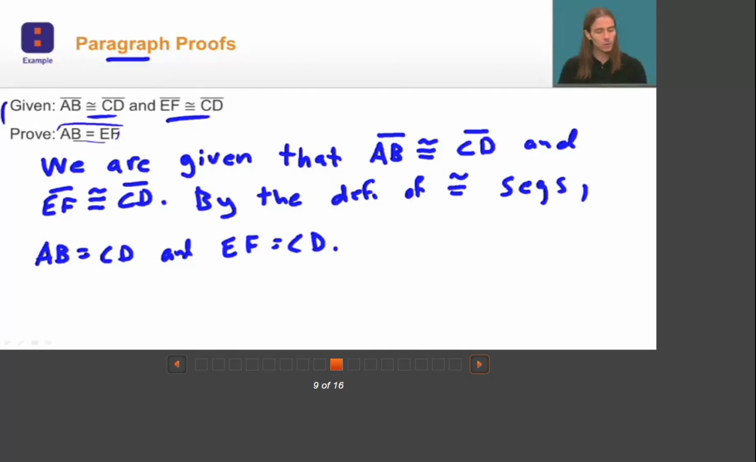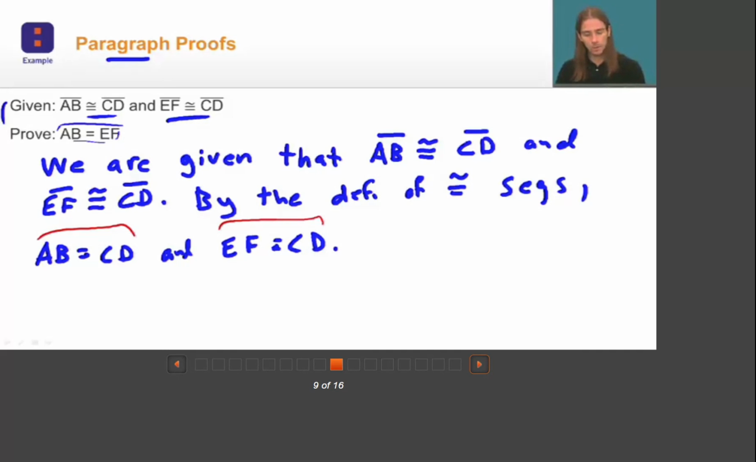Now, when I look at those two equalities, I see that I can substitute EF from this equation into this equation. I wouldn't have been able to do that with the congruency statements because the substitution property is only for equality.